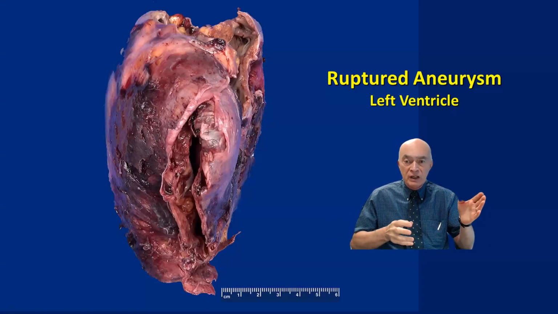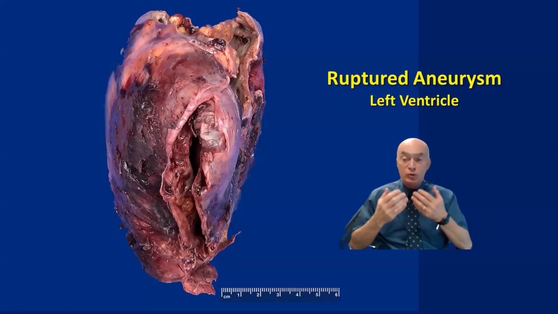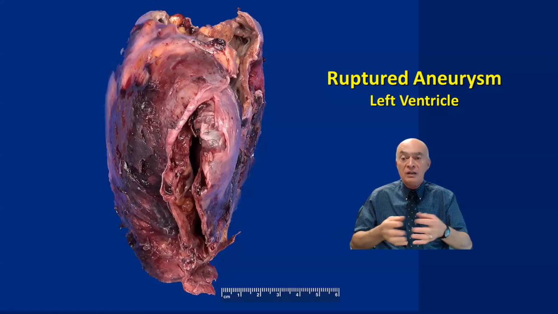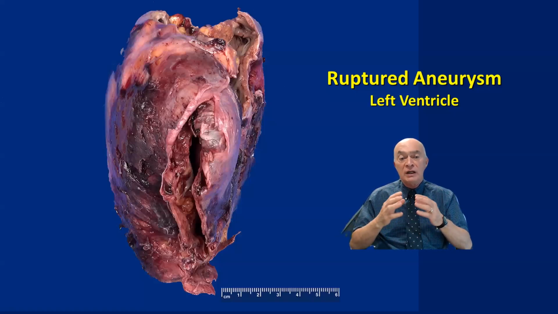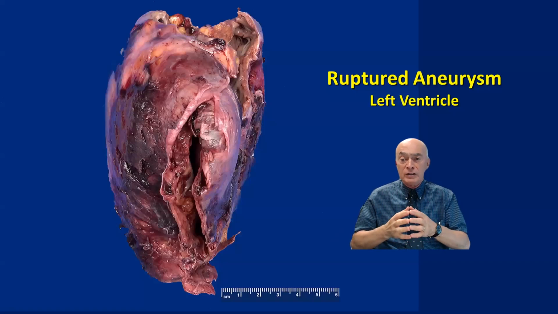Here you have a left ventricle that has a very severe rupture, loss of continuity, that was produced by the rupture of an aneurysm. The patient had a previous myocardial infarction that weakened the wall of the left ventricle, and eventually this produced an aneurysm, and then the aneurysm ruptured, and then basically the patient went into cardiac arrest, and that was the reason why this patient had to be transplanted right away.